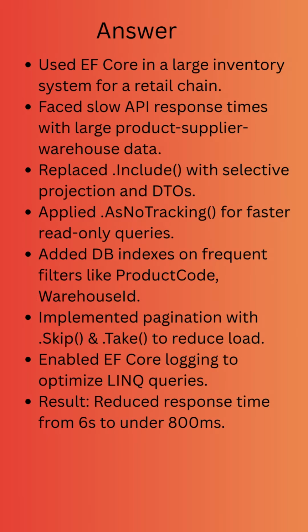Fourth, we worked with the DBA to add indexes on commonly filtered columns like product code and warehouse ID. That made database lookups much faster. Fifth, we implemented proper pagination using Skip and Take, especially helpful for loading thousands of records in front-end grids. And finally, we enabled EF Core logging to monitor the generated SQL queries. That helped us catch and fix some inefficient LINQ expressions that were causing unwanted issues.